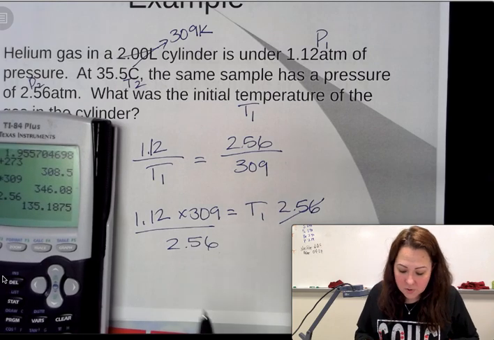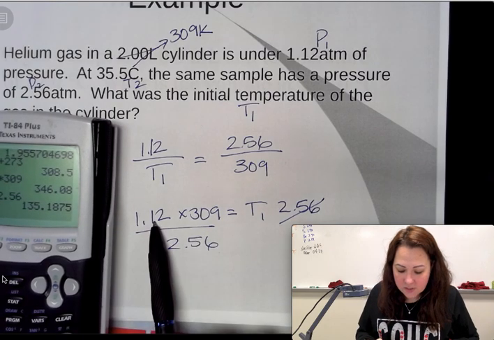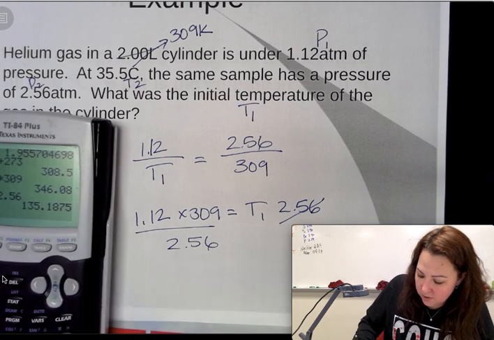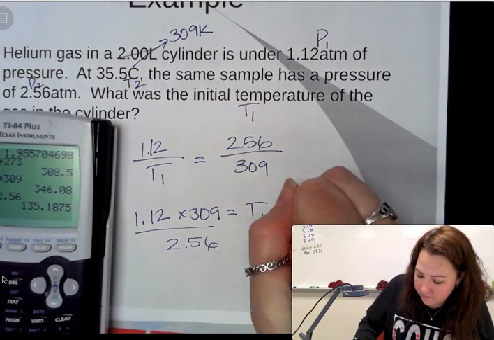This number is 3 sig figs. So I'm going to round my answer to have 3 sig figs. So I get 135 Kelvin for an answer.